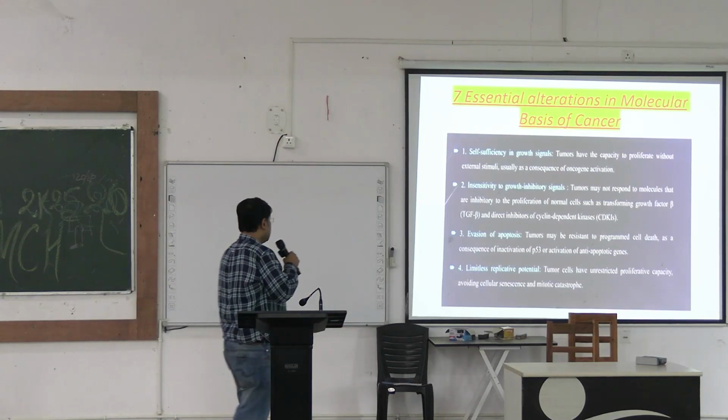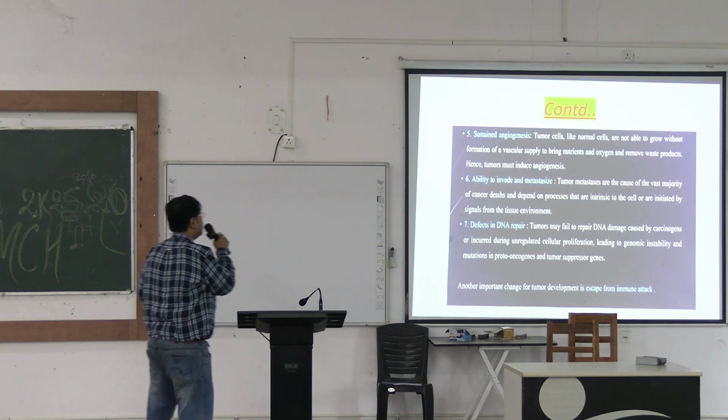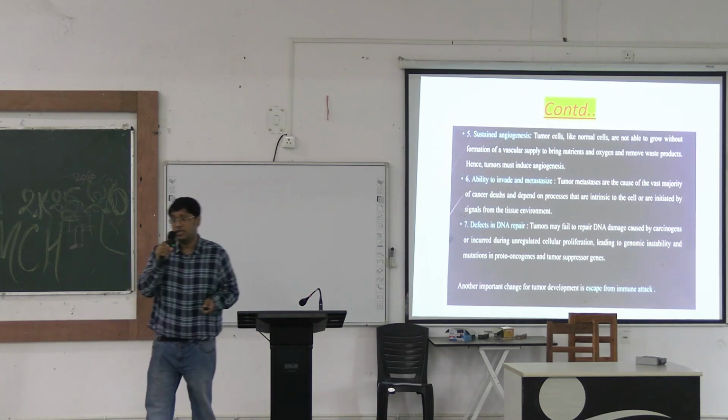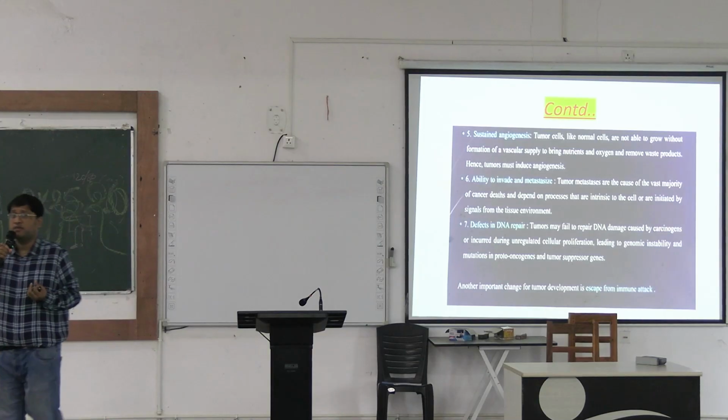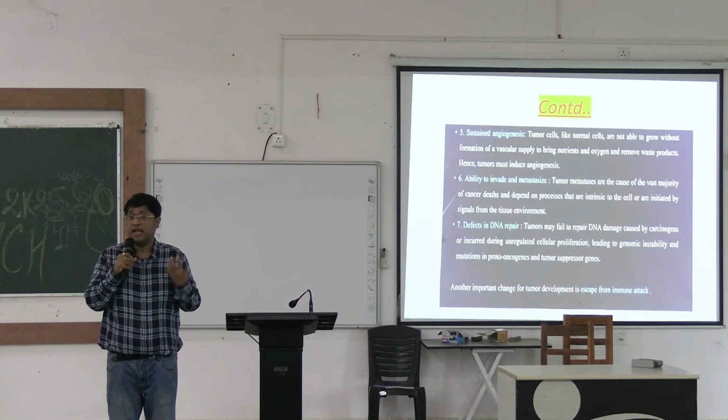Limitless replication. Fifth point, sustained angiogenesis. So, what is angiogenesis? For the growth of the cells, what do we need? How will a cell grow?